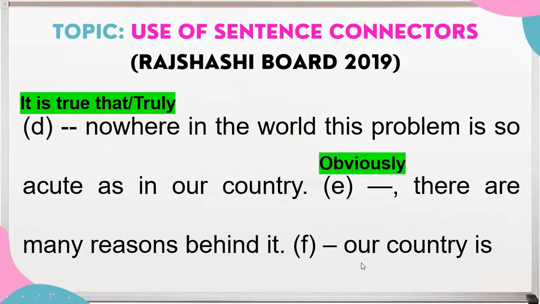Question F. Our country is industrially backward. This sentence of question F indicates consecutiveness. And we know if any sentence indicates consecutiveness, then we can use firstly, secondly, thirdly, etc. So let's move into the next problem.